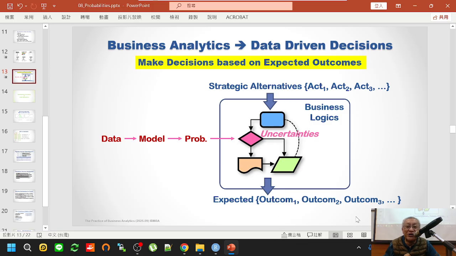At the end, we will go back to this scenario: when we can predict the probability, we will have an idea about the uncertainty in our business logic, so we can estimate the expected outcome for every action we take, and with that, we can make a good business decision. That's the point of data-driven decision making, and that is the purpose of business analytics.